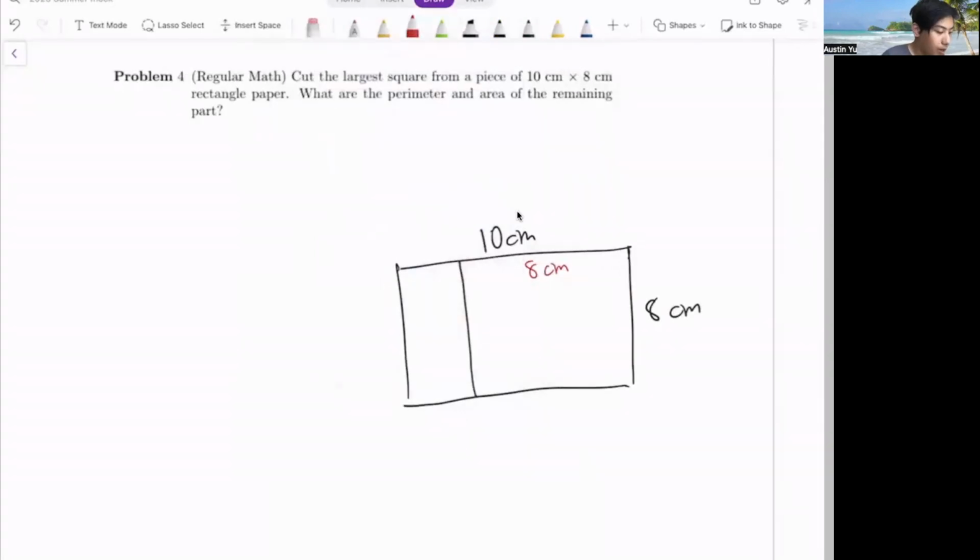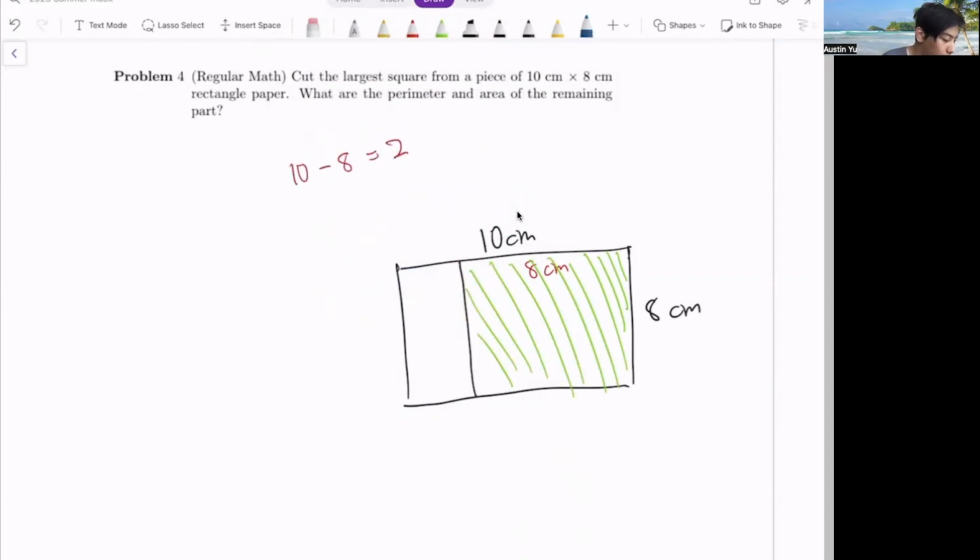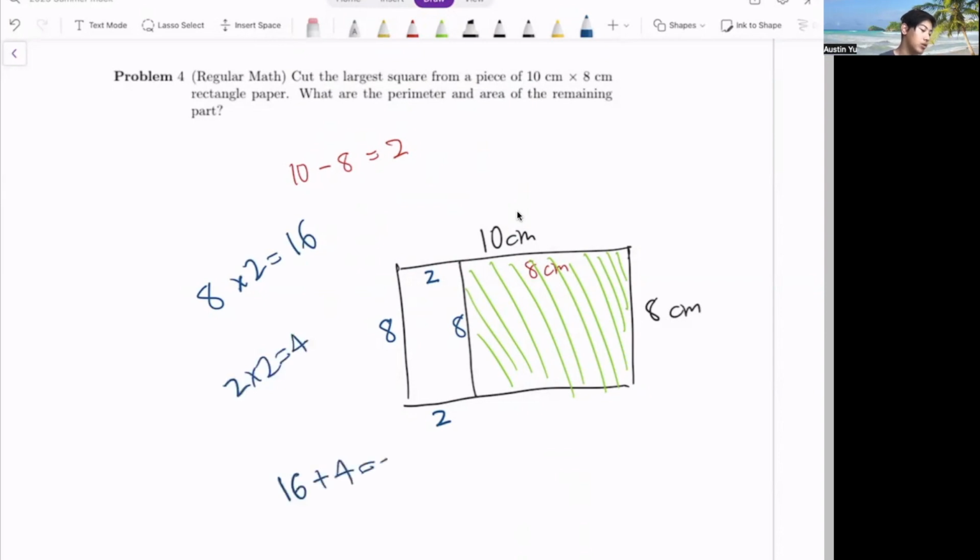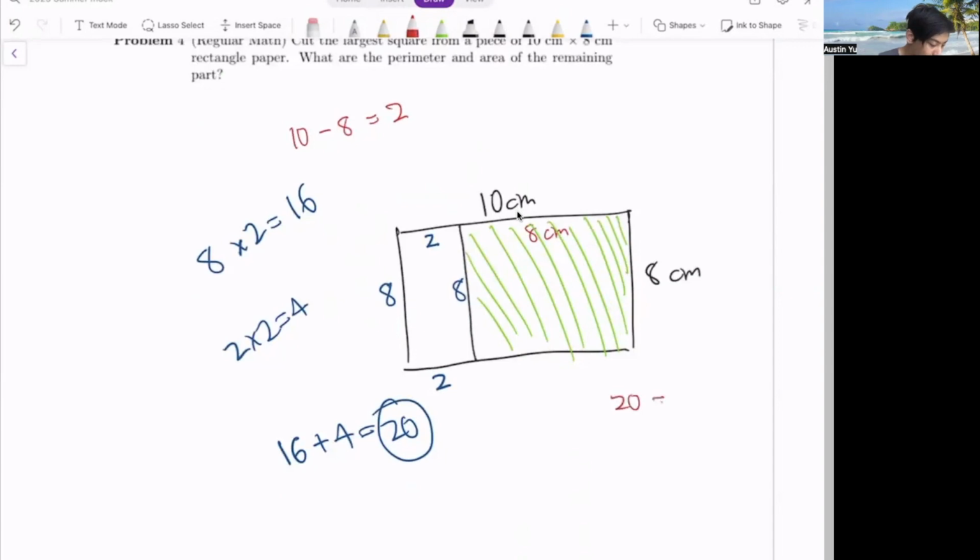The remaining part would not be 8 by 8, so we cross this out. And then this part we need to solve. 10 minus 8 equals 2, so the 2 in the blue would just be the length of the remaining part, and the 8 just carries over to the width of the remaining part as well. So 8 also goes to the other side of this remaining part while the 2 gets dragged down as well. 8 plus 2 plus 8 plus 2 would be 20, so the perimeter of this remaining area is 20, so we just write 20 equals perimeter.